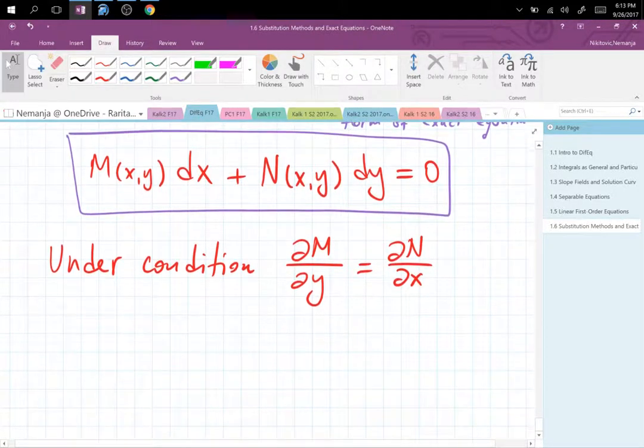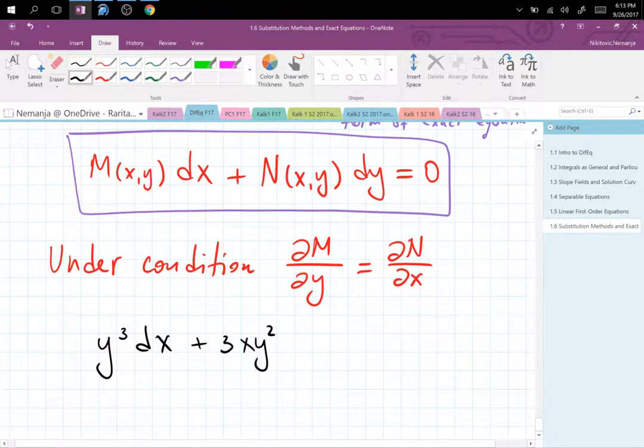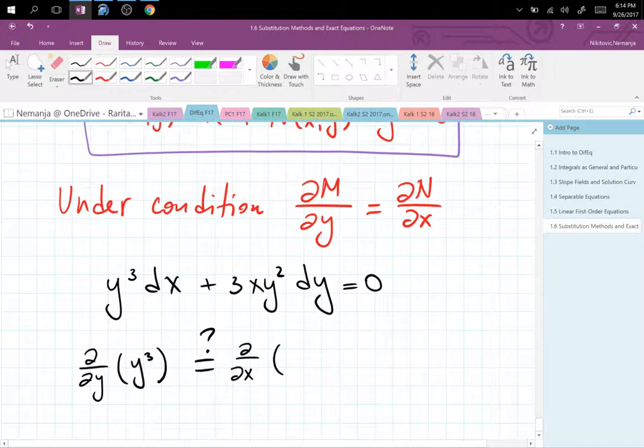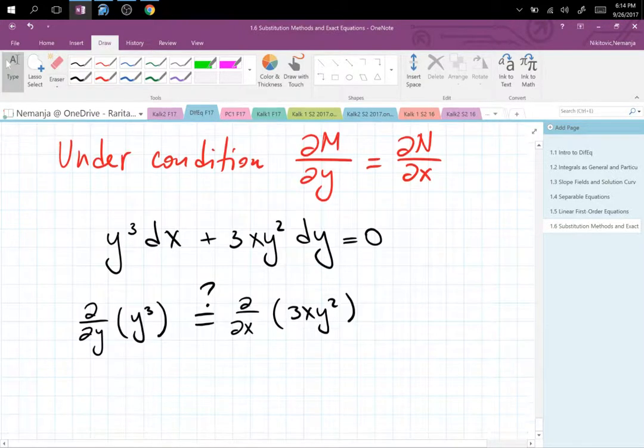So let's take a look at the first example. I'm not going to make anything up, obviously, because it's not going to be exact. Just going to steal from the book. These are already worked out examples. So the first order of business is to check for exactness. So I'm going to find the partial derivative with respect to y of y cubed and ask myself if that's the same as the partial derivative with respect to x of 3xy squared. If this equality holds, the equation is exact, and I can go on with the procedure.